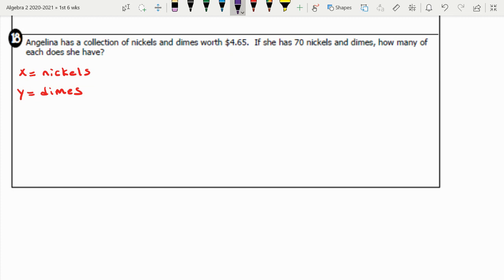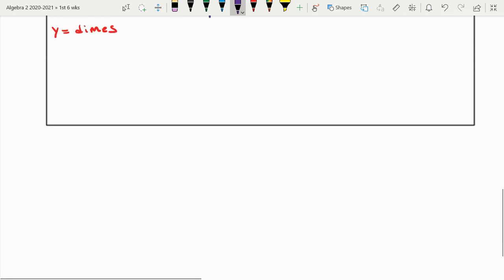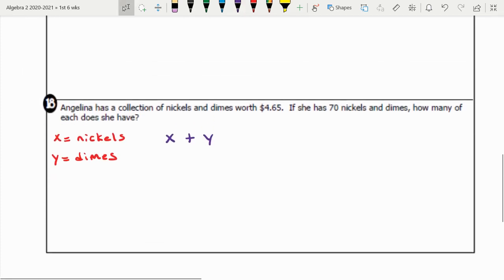Angelina has a collection of nickels and dimes worth $4.65. So add all your nickels plus all your dimes, and that's going to equal $4.65. Now let's think about that. Does that make sense? Do I just add the number of nickels and dimes? No, they have a value to them.